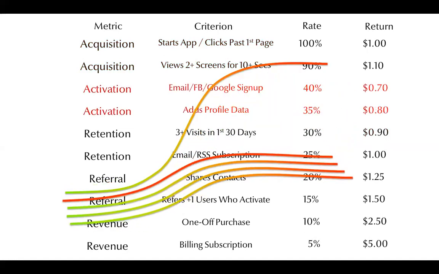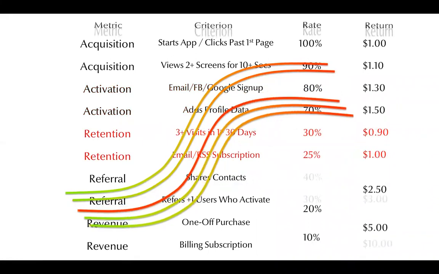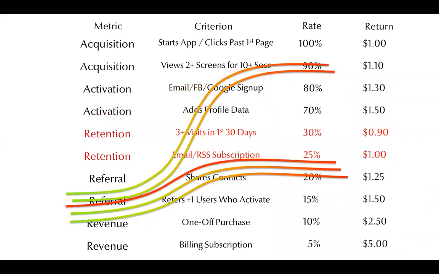But likewise, if activation is our key constraint, if it's our bottleneck, it doesn't do us any good to be putting a lot of work into acquisition. If most of the people are getting lost, they're not activating. And that goes for all of these. If my bottleneck is retention, I would be silly to be prioritizing referral, revenue, acquisition, or activation features. Which is to say, if we don't track these things, then we're going to get into big trouble.